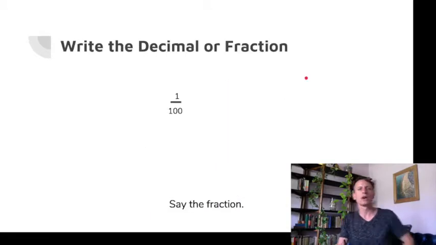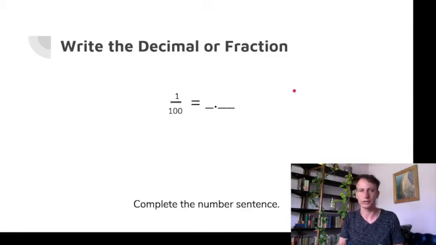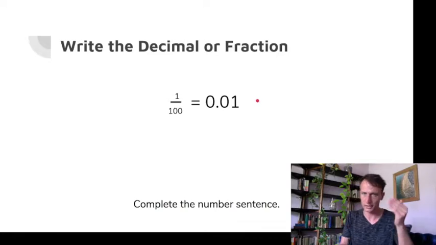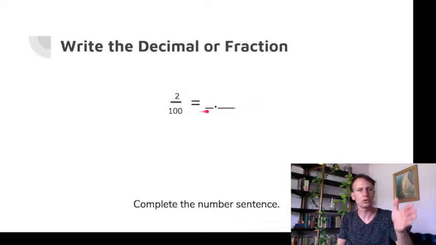All right, so let's move on. Write the decimal or fraction. Say the fraction. Good. 1/100. So 1/100, let's write that as a decimal. 0.01. And when you read it, notice you're going to say, what's the number I have here? 1. What place is it in? Hundredths place. Remember that. That's my little way of thinking about it here. 2 hundredths.